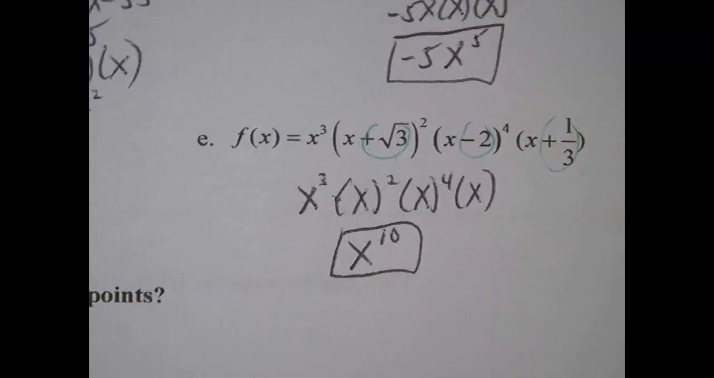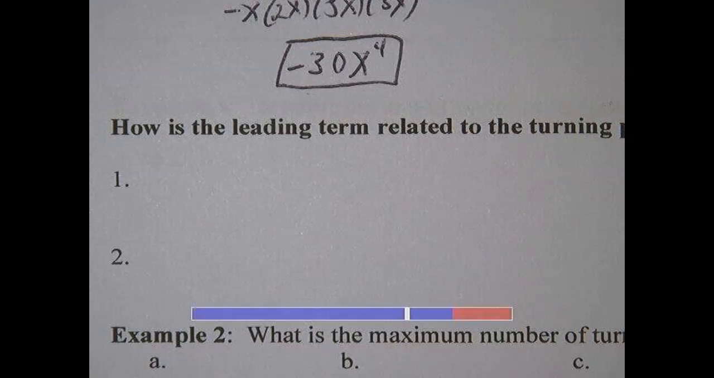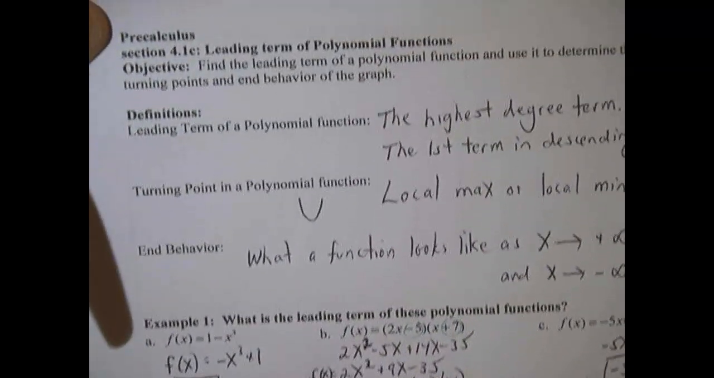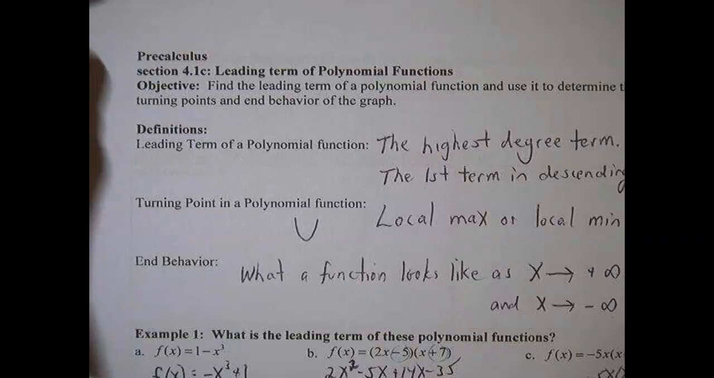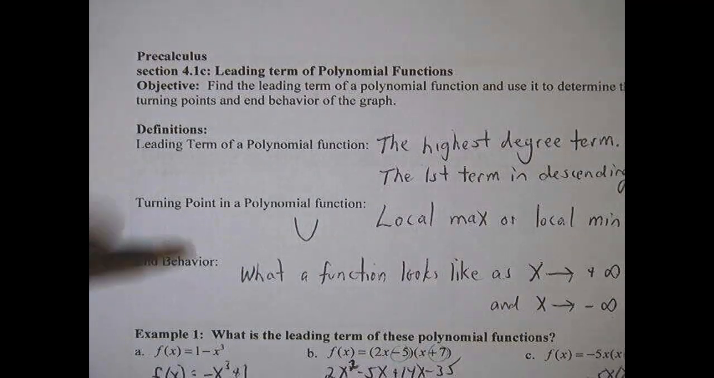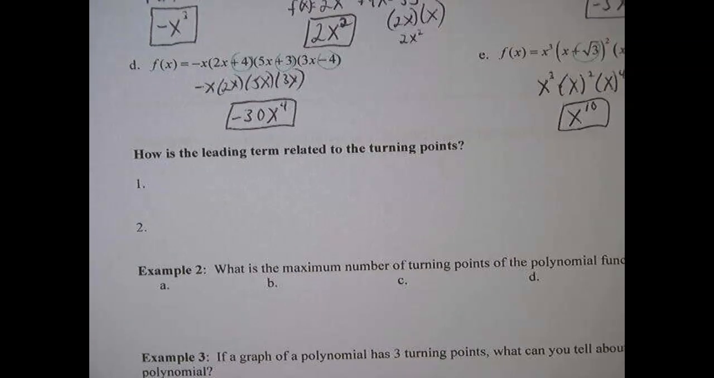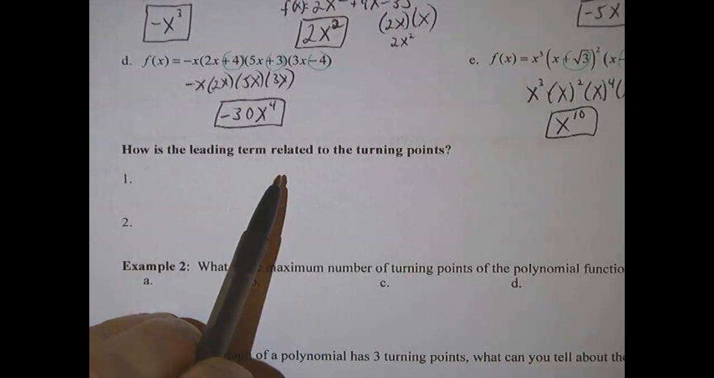All right, so how is the leading term related to turning points? Now, of the two things that we're going to focus on here, one of them being turning points and the other one being end behavior, the more important one is really end behavior. But we can still get some information about turning points. We can't get quite as clear of a picture from turning points as we can get from end behavior. But this is really important. This really gives you a lot of information about the shape of the graph. But we still need to be able to answer that. So how is the leading term related to the turning points?